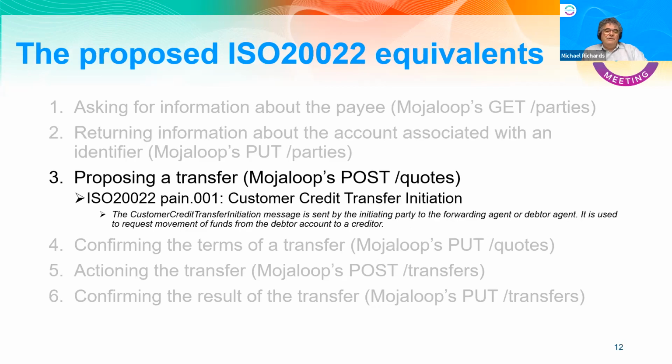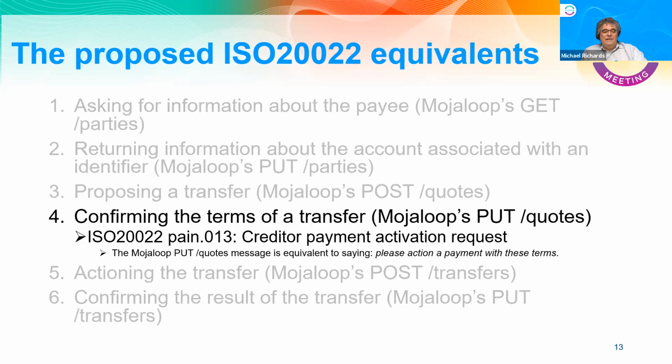Second, we look at proposing a transfer, which is the Mojaloop post quotes. Now, I'm not going to make the pain joke, but ISO 20022 has a set of messages which are about payment initiation, PAIN. And pain.001 is the message that initiates a credit transfer. So it's used to request movement of funds from the debtor account to the creditor. These little definitions in italics, by the way, are from the ISO 20022 dictionary definitions.